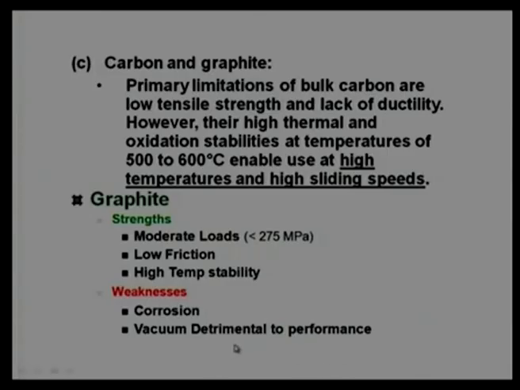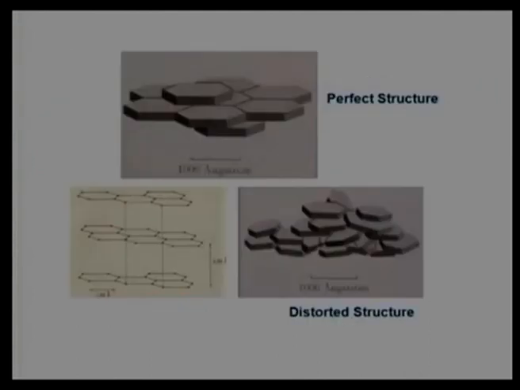Another thing is that in the presence of a vacuum, they start outgassing, they start vaporizing, and that is detrimental to solid lubricants. So whenever there is a vacuum, we know very well polymers cannot be used, graphite cannot be used, we need to use molybdenum disulfide. That is why in most aerospace applications molybdenum disulfide is used as the solid lubricant.